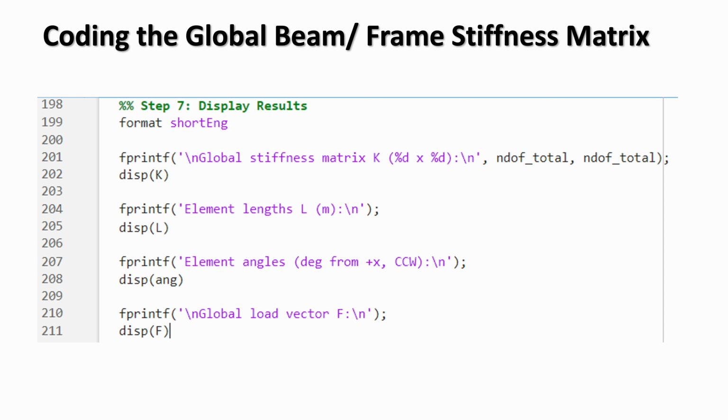At the end of the program, we output the key results so that we can inspect and verify them. First, we change the display format to engineering notation, short eng. Engineering notation always uses powers of 10 that are multiples of 3, and that makes the numbers easier to interpret in structural engineering. fprintf is used to print labeled headings like global stiffness matrix. Display then shows the actual contents of a variable, like the whole matrix or vector. In this case, we display the global stiffness matrix K, which in our case is a 12 by 12, the element lengths and angles, which confirm the geometry has been calculated correctly, and the complete global force vector F.